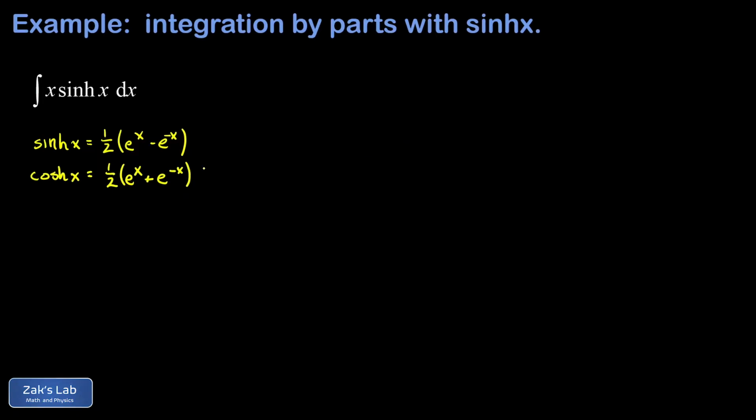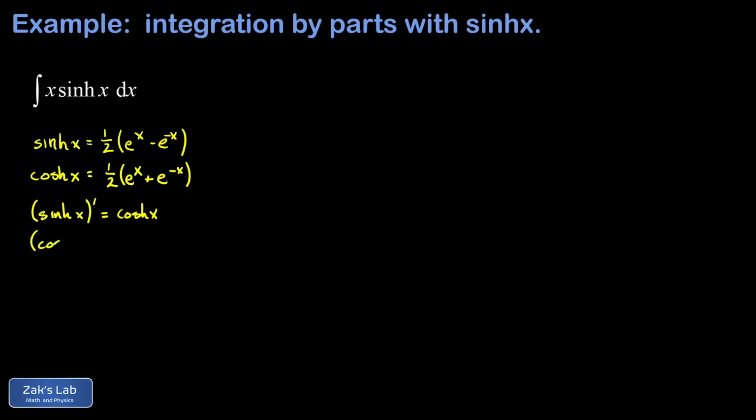The hyperbolic cosine function, pronounced cosh of x, is 1/2 times the quantity e to the x plus e to the negative x. What we notice immediately is that the sinh and cosh functions are each other's derivatives. If I take the derivative of the sinh function, the derivative of that first exponential is just equal to itself. And for the second one, I have to use the chain rule, which produces a minus sign out in front. I end up with a plus between the two exponentials, giving me the cosh function.